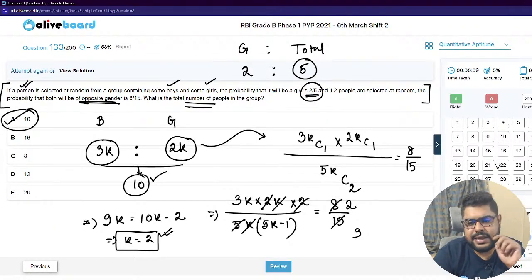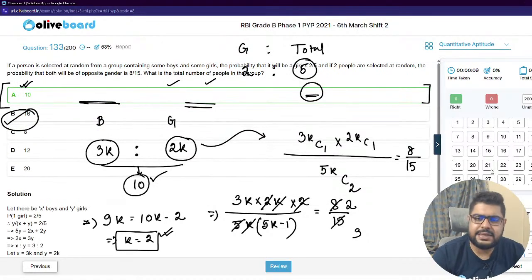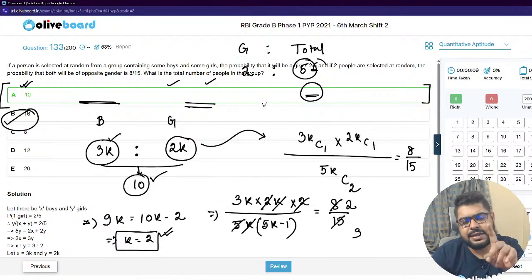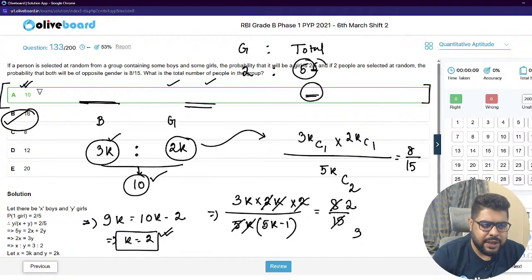Now let me say one thing over here. See, how else can you think? A few seconds less. See, sir, once I know this is 3:2, or rather 5, meaning my answer, the total number of persons, has to be a multiple of 5. So from there, the only possible two options are these two.